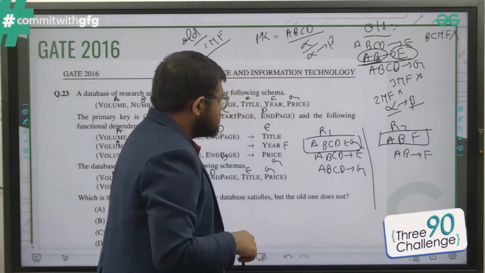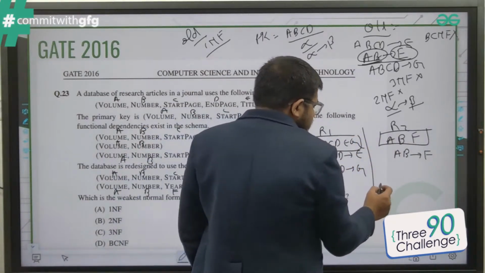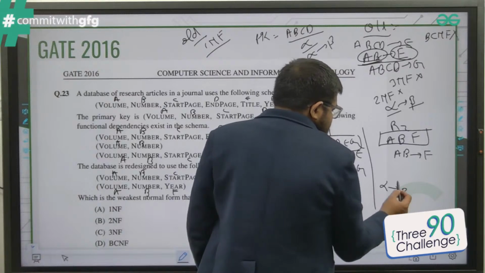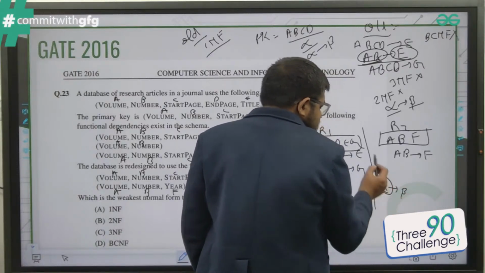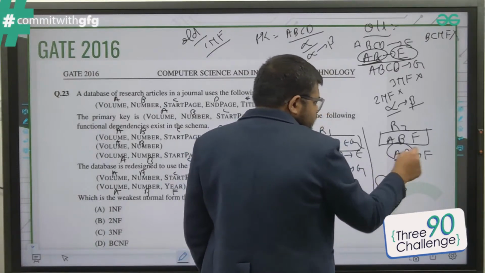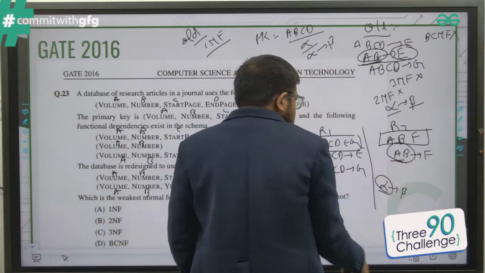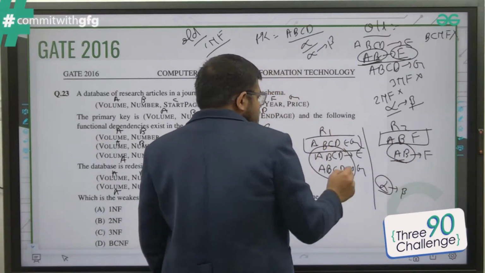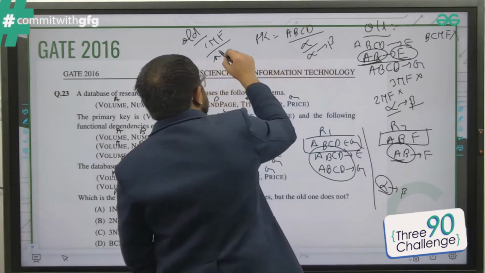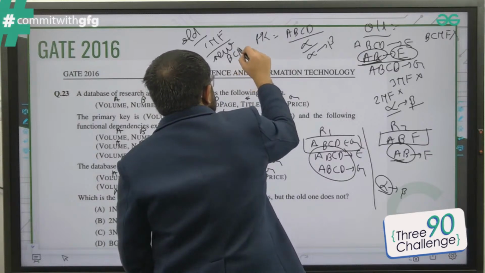Now, is this in BCNF? What is the meaning of BCNF? For all functional dependencies alpha to beta, alpha must be a super key. Now this is a super key for this table, and here this is the super key. So the new table is in BCNF.